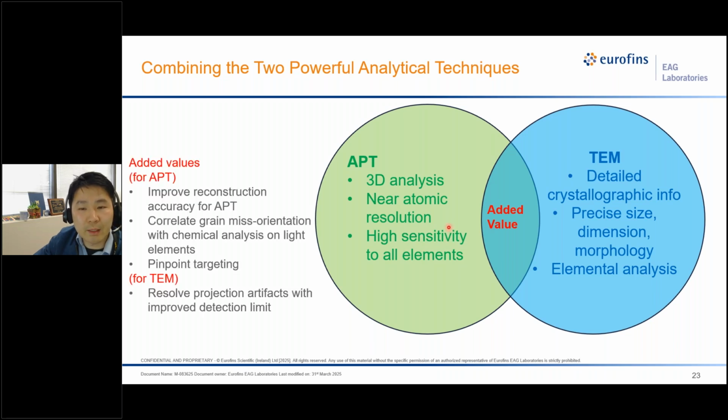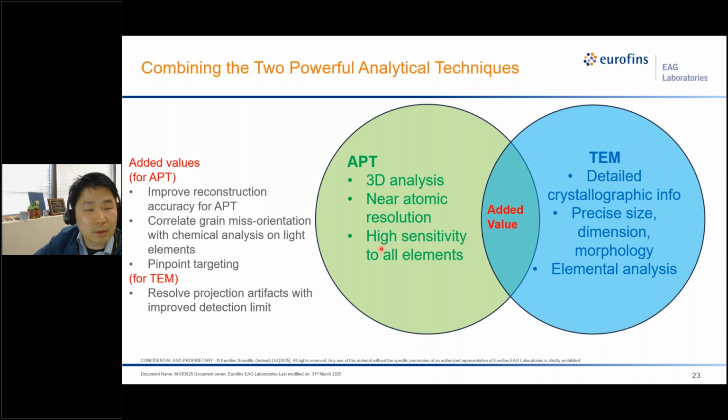Combining the two techniques is particularly beneficial for atom probe for improving the reconstruction accuracy and obtaining crystallographic information or grain boundary misorientation information. We are also going to show you using TEM imaging to pinpoint a particular feature for atom probe analysis.